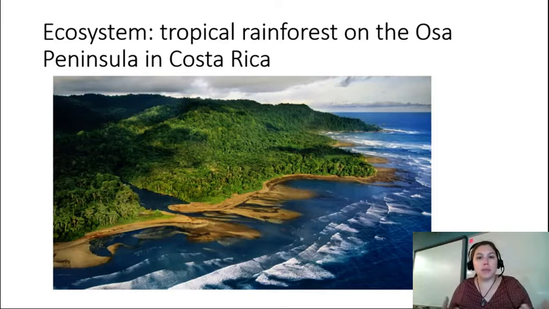So an ecosystem are all the abiotic and biotic components. So that still includes water and rocks and sand and all that geology, but it also includes all the living things. And the ecosystem I picked is the tropical rainforest on the Osa Peninsula in Costa Rica. That's on the far southwest side. And I've done research here, so that's why I picked it. It's somewhere I'm familiar with. So you can pick something that you find really interesting or something you're familiar with.